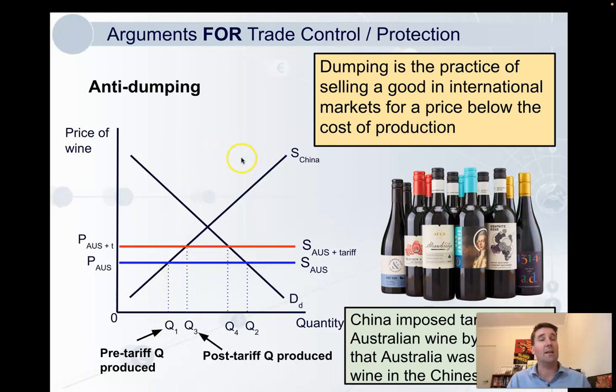This is the market for wine in China. Raises the price. So therefore, the Chinese producers can make more when Australian wine is so much more expensive. The Australian government and the wine industry strongly refute any of those dumping claims. And this is an example of where dumping claims can hide the true reasons behind tariffs.